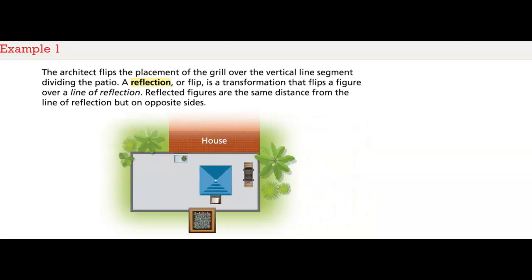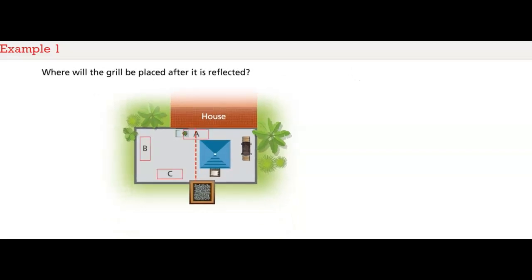The architect flips the placement of the grill over the vertical line segment dividing the patio. A reflection, or flip, is a transformation that flips a figure over a line of reflection. Reflected figures are the same distance from the line of reflection, but on opposite sides. Where will the grill be placed after it is reflected? Select your answer.